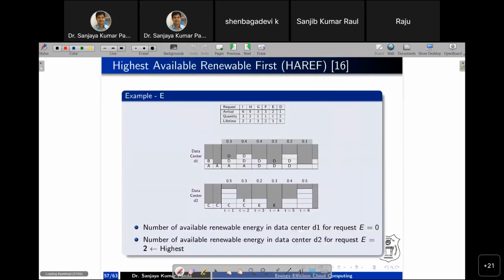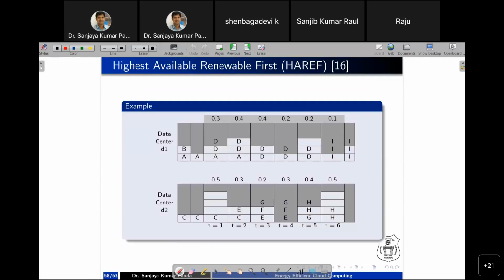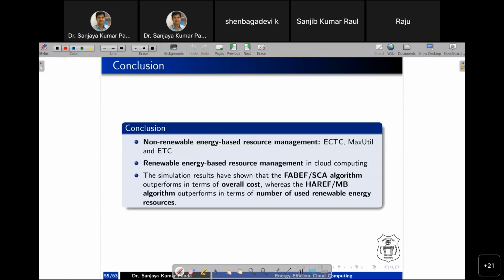So as a conclusion, this is the final assignment. You can see in this lecture we have discussed three algorithms for the non-renewable aspects: ECTC, MaxUtil, and ATC. And for the renewable case, we have discussed FABF, HAREF and the round robin algorithm. Nowadays in all the research areas, people are looking into energy, and they are primarily focused on how we can utilize renewable energy and avoid the use of non-renewable energy.